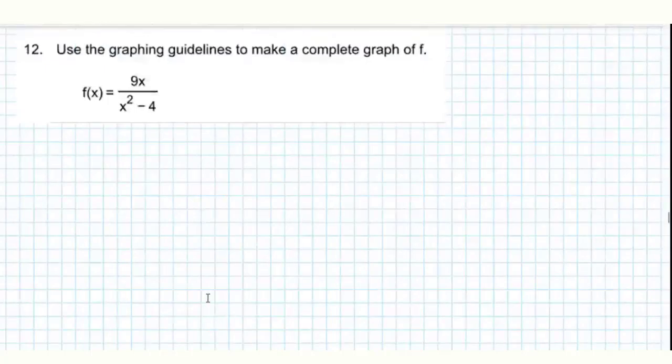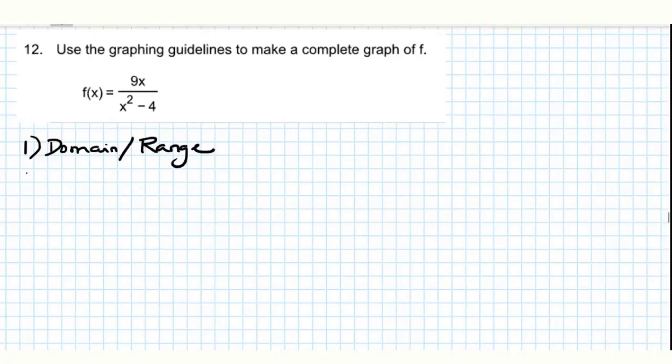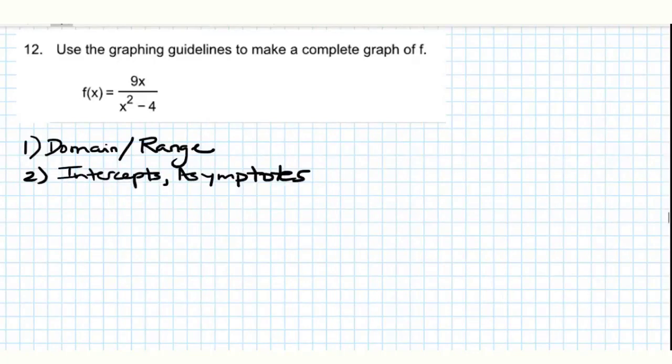So here we go. This is number 12 on the practice test, and it says use the graphing guidelines to make a complete graph of f. So the things that you want to include would be things like you want to be aware of your domain and range. You want to determine any intercepts, asymptotes, and maybe even think about the symmetry of the graph if there's some symmetry that could help us to graph it.